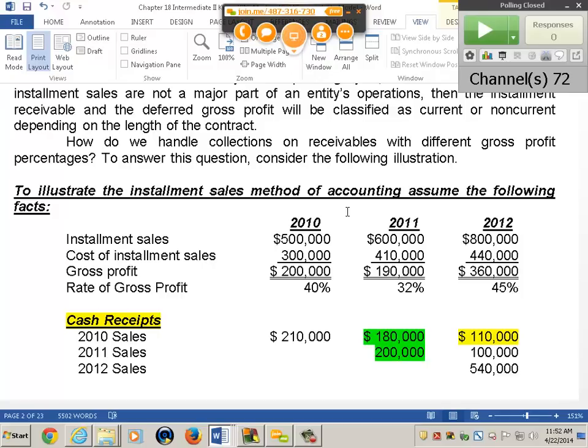Yeah, it's got to be full realization. So once you collect 301, you recognize a dollar. And then every dollar after that is going to be profit. Okay, so that's cost recovery.